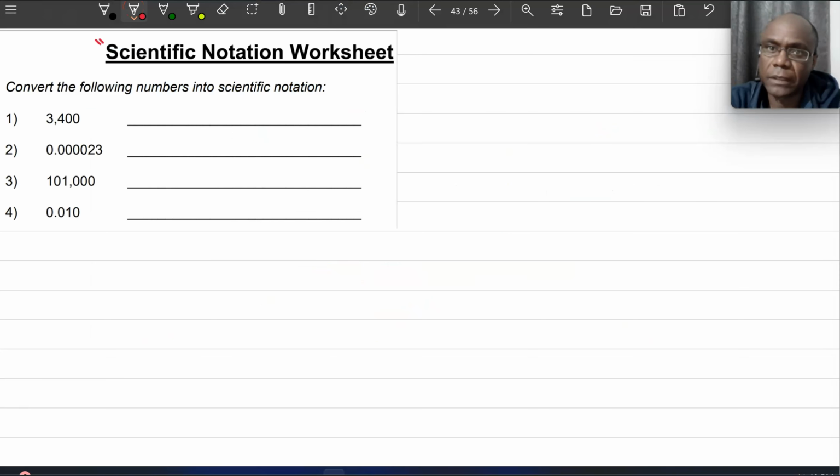Here is a worksheet on scientific notation. Question: convert the following standard numbers into scientific notation. This is 3,400.